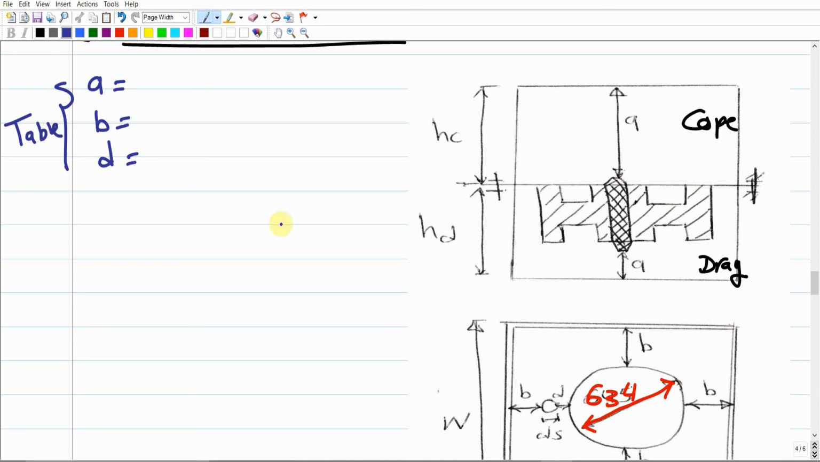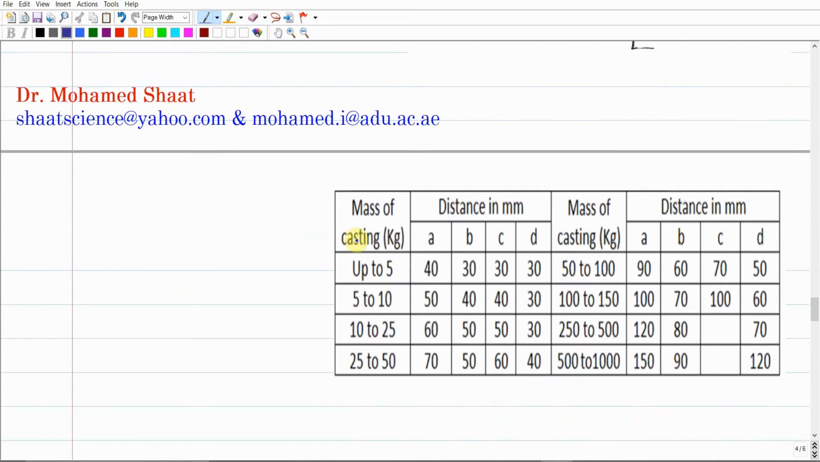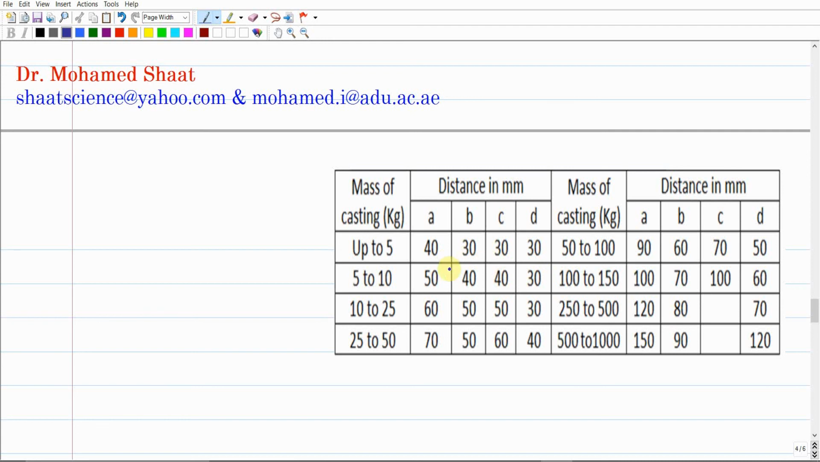What is the table? This should be the table that is provided for the flask dimensions, which is this one, but you're gonna use the gross mass of the casting, the G value that we got, but it should be in kilograms. We got it above, equals 804 kilograms, right? So you're gonna ask yourself, is it up to 5 kilograms? Nope. Is it between 5 up to 10? Then find the range. We're gonna find that the 800 is located between the 500 and 1000 kilograms. It means that it is almost a ton or above. So it is 800, so it should be located within this range.